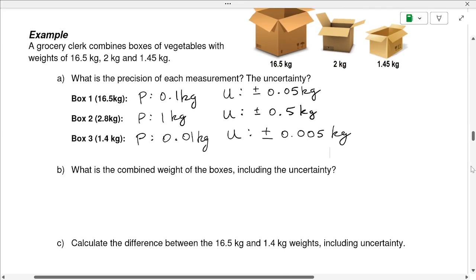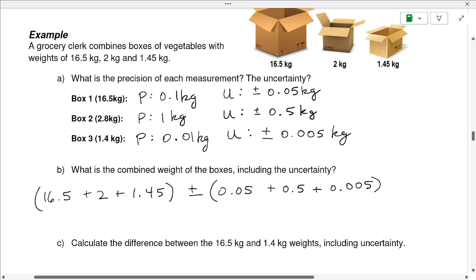So, okay, so again, we add them all up. So I'm going to say it's 16.5 plus 2 plus 1.45 plus or minus, and then I'm adding the 0.05 to the 0.5 to the 0.005. And that's going to give me, and this is where I think I better double check my answer just to make sure that my notes are right. So using my calculator, 16.5 plus 2 plus 1.45 is 19.95.